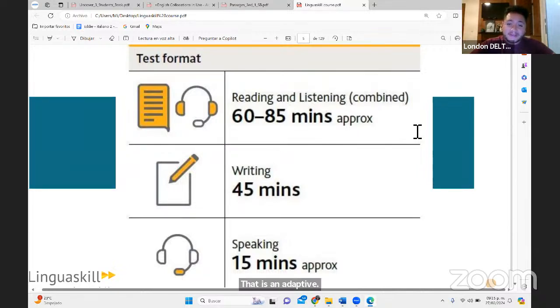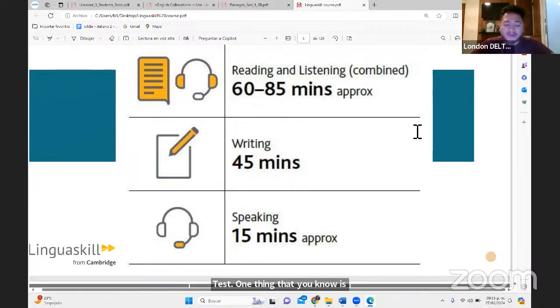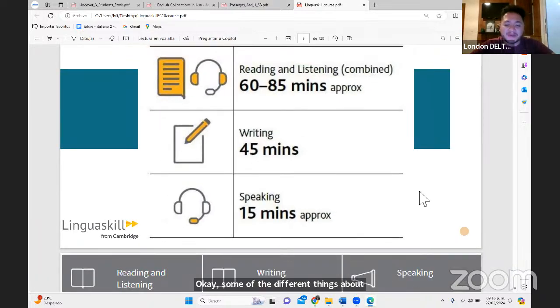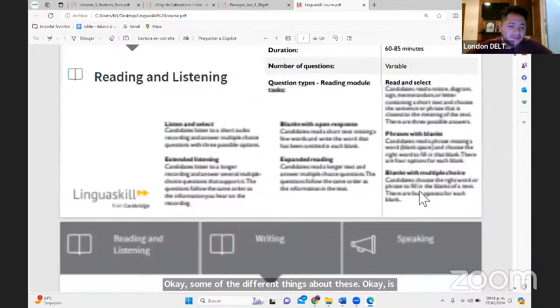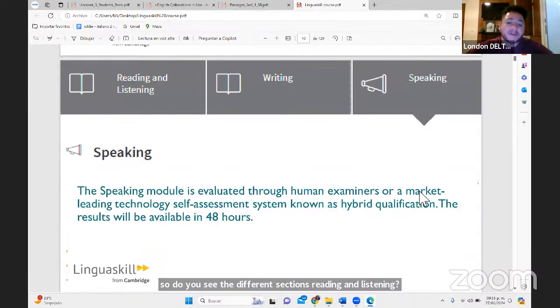Another thing, which is no wonder now in this technology world, is that we have artificial intelligence rating the test. So writing and speaking, and also reading and listening. Let's say that the whole exam is rated first by artificial intelligence, including writing and speaking, but it is reviewed by a human. So first it is reviewed by an artificial intelligence and then by a human. Okay, some of the different things about this exam. So you see the different sections: reading and listening, writing, and speaking.